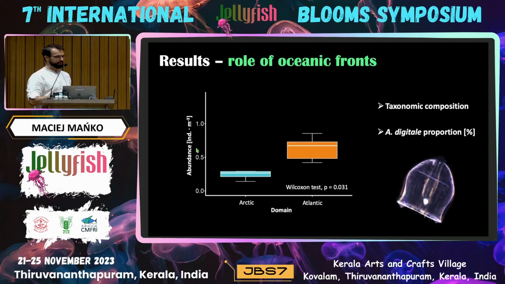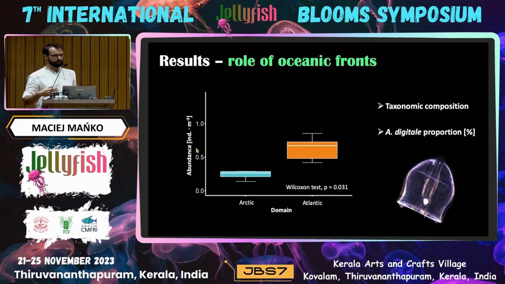Fortunately for us, that was not the case. So we found that even those not density-driven oceanic fronts can structure jellyfish community. So what's very interesting and maybe slightly counterintuitive, the warmer Atlantic waters had a higher proportion of Aglantha digitale, had lower diversity of jellyfish that was basically dominated by Aglantha, and they had also higher abundance.